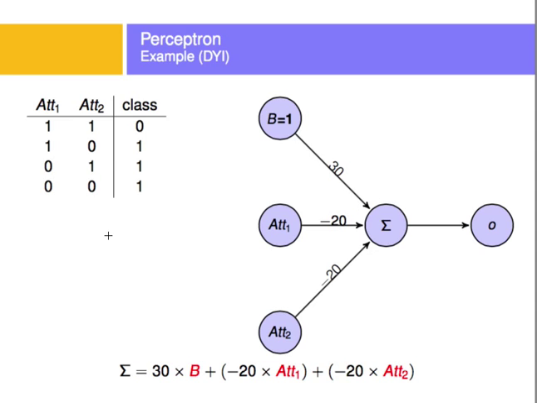Now, in neural networks, with the perceptron, we have 2 attributes. So I'm going to put them here, attribute 1, attribute 2. Okay, and I have my one attribute that is always 1, right?